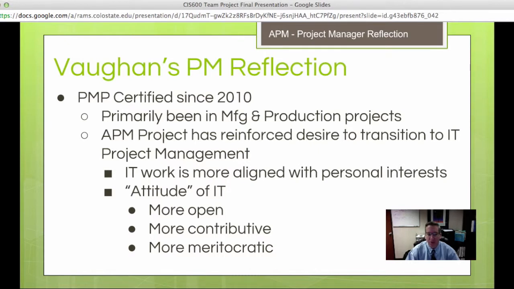In all the IT work I'm doing, I find that it's much more aligned with my personal interests, and also the attitude of everybody in IT strikes me as a lot different from the attitude of a lot of the people I've worked with in manufacturing and production projects. IT is more open and more contributive, and it just seems to be a more inclusive and cooperative environment. It's been very enjoyable for me to work with.